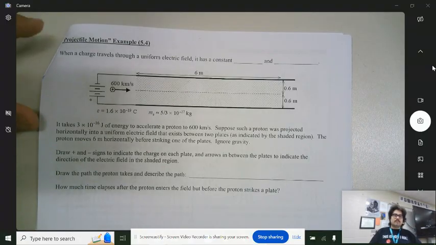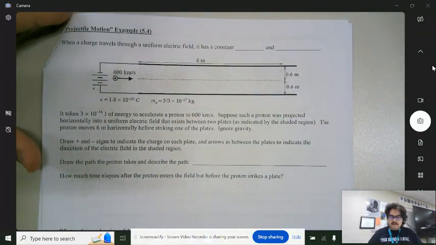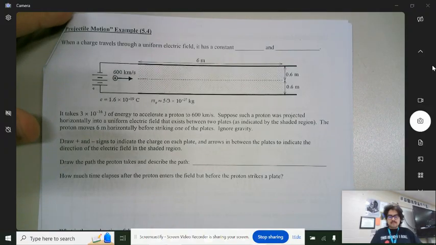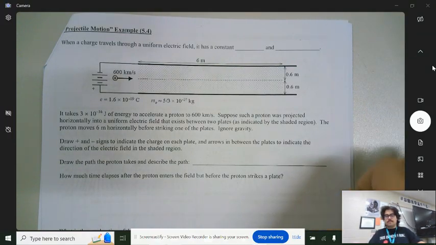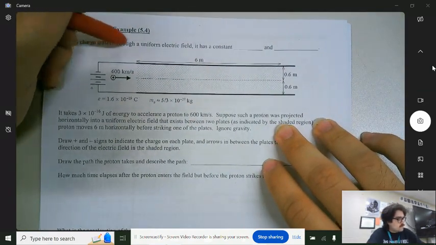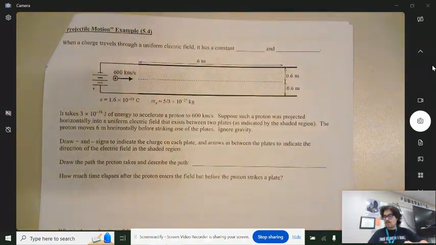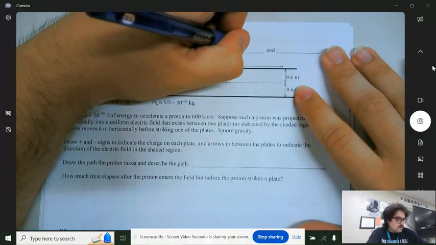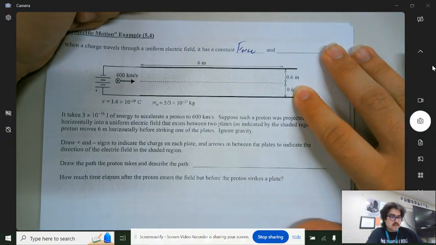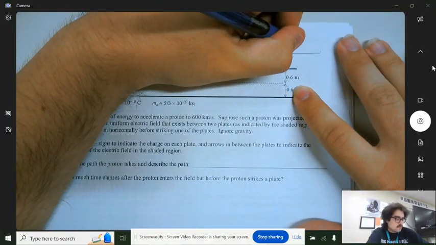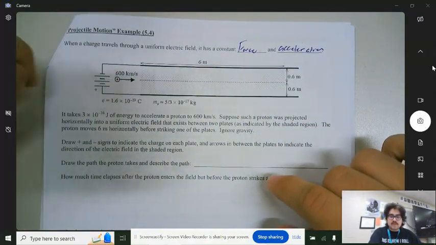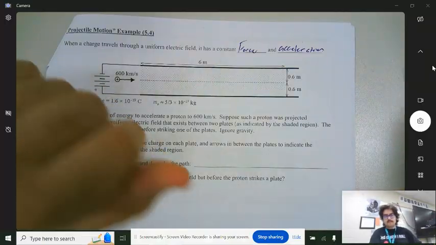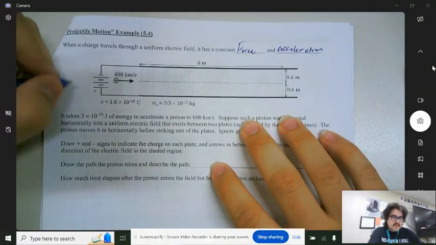But we're going to talk about a projectile motion example, okay? Particles, in a way, act like projectiles. That's kind of cool, right? Because we can flash back to when times were simpler in AP Physics 1. So first off, when a charge travels through a uniform electric field, it has two constant things: a constant force, and therefore, if it has a constant force, it must also have a constant acceleration.